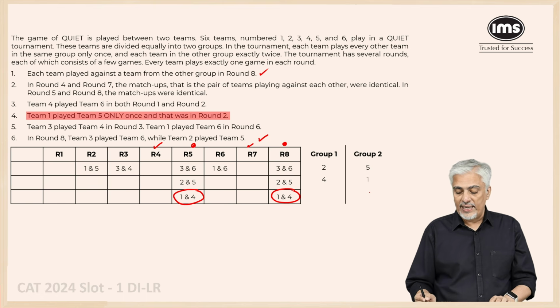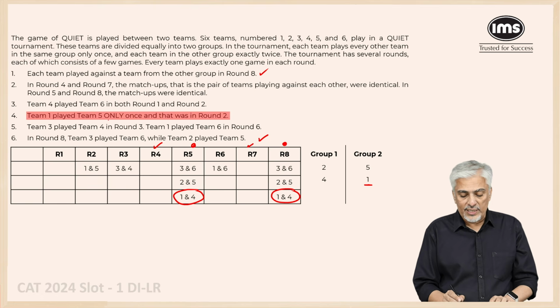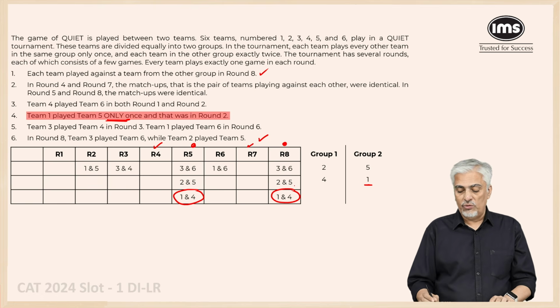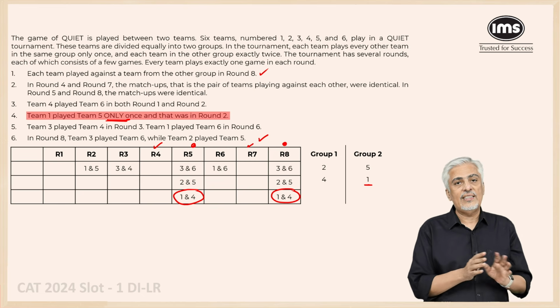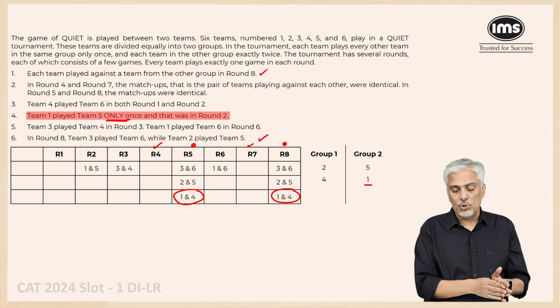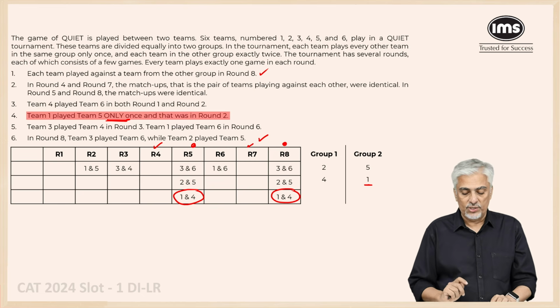Now, with that I know 1 and 4, because 1 is with 5, because they play only once. So 1 is with 5, so 4 has to be on the other side. I still don't know where 3 and 6 are. They are on different sides, but I don't know which is in group 1 and which is in group 2. So I'll hold on to that condition.